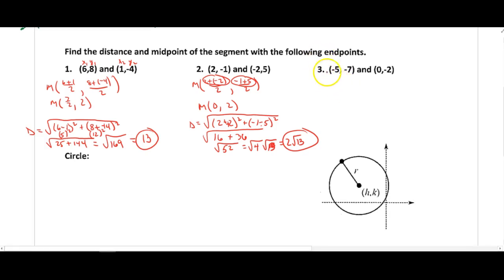Okay, do me a favor. Go ahead, try number 3. Come back and check your answer. So, for number 3, when you calculate the midpoint, you should get (negative 5/2, negative 9/2). And for the distance, right, you should get the square root of 50, which is going to simplify to root 25 times root 2. And that would simplify to 5 root 2.